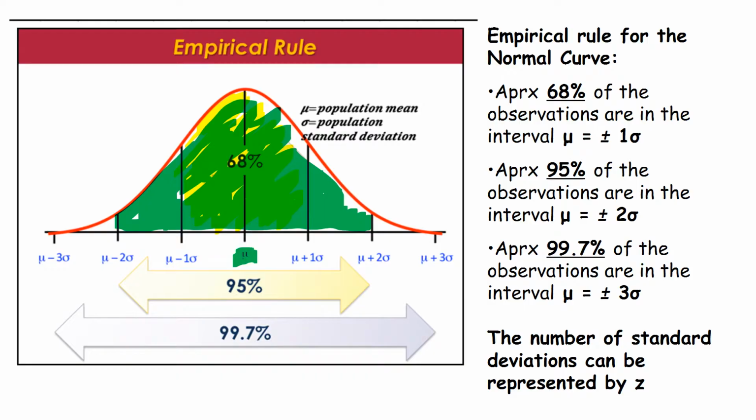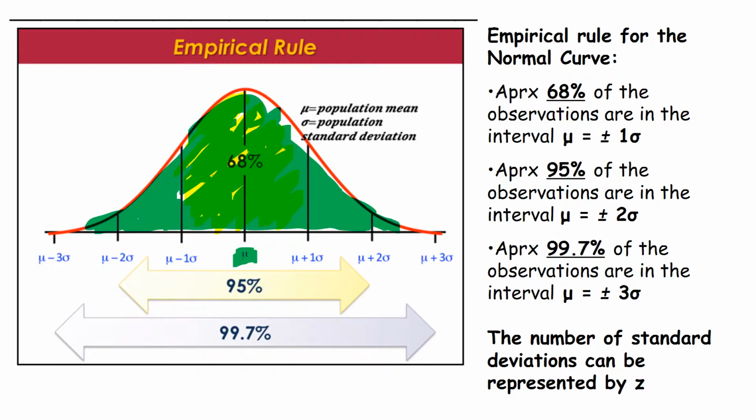And lastly, there is 99.7%, so practically all of the observations lie out to 3 standard deviations. When we look at the normal curve, it's broken into 6 pieces. We have 3 on the left and 3 on the right, and that center point is our mean. If I move to the right, it's the mean plus a standard deviation. If I move to the left, it's the mean minus a standard deviation.